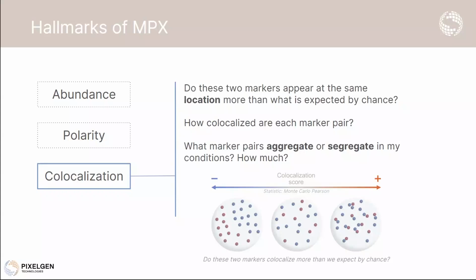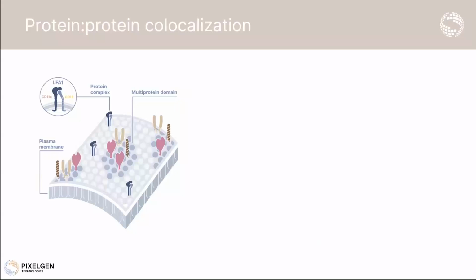The same kind of things can be answered with this. Then how colocalized is each marker pair? What marker pairs aggregate or segregate in my conditions, and to what extent? And to show you more of an example from that, we have this little illustration here. So this is then the plasma membrane, and you can see here that this would be a multi-protein domain, so more than just 2 proteins. But you can also have protein complexes, where we have an example of LFA1, which consists of CD11A and CD18. The reason why I'm mentioning these is because we have them in the panel.